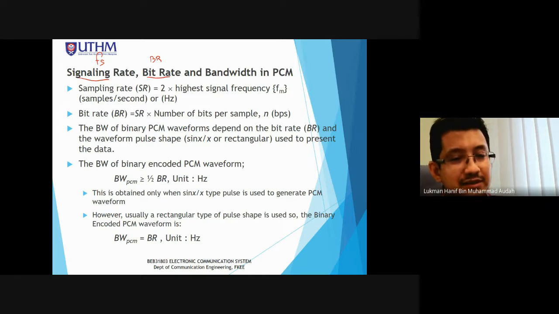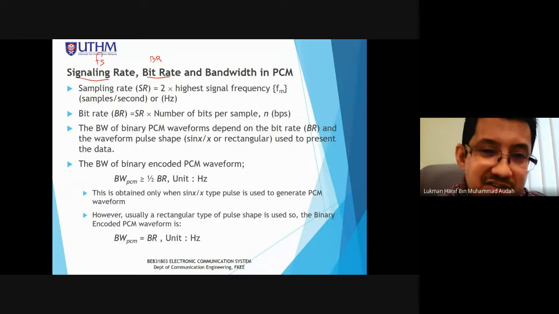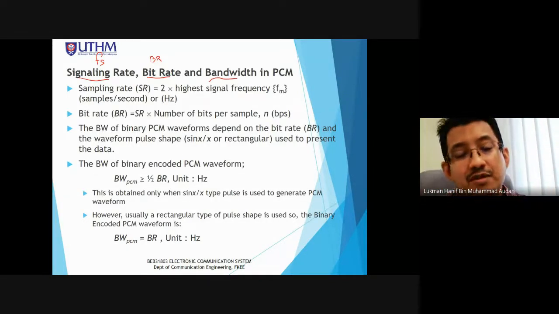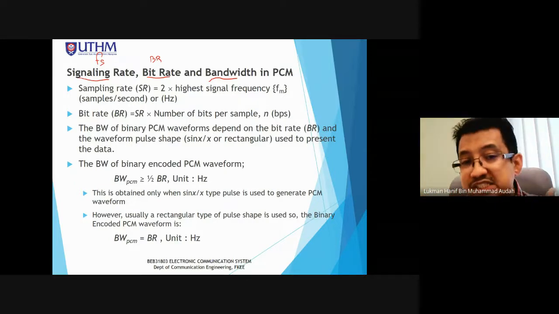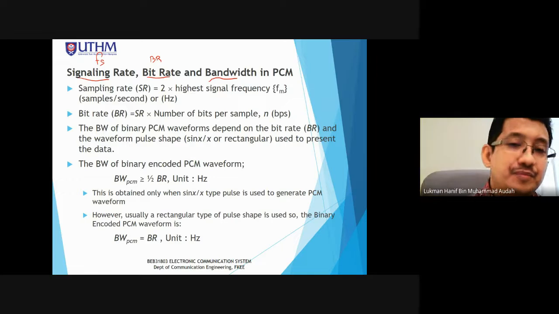Okay, because the speed and bandwidth, okay, later you're going to see that the bit rate is related to the bandwidth. The higher the speed, the bigger will be the bandwidth that we require. Itu sebab adanya bandwidth di sini. Bandwidth, berapa besar bandwidth yang diperlukan untuk mencapai bit rate tersebut.